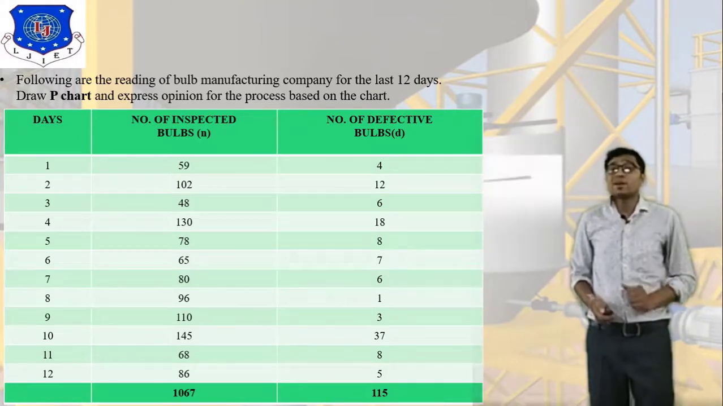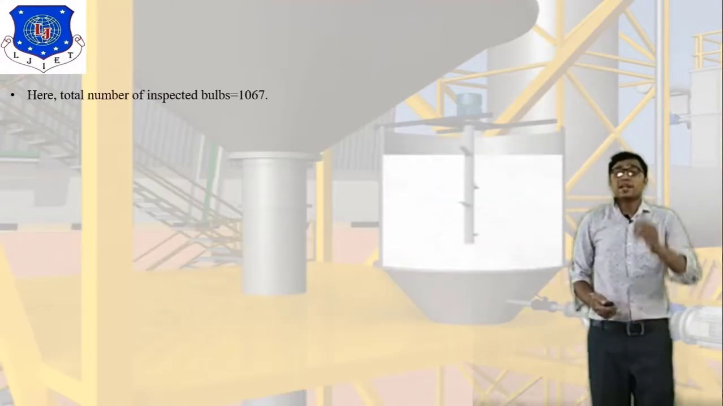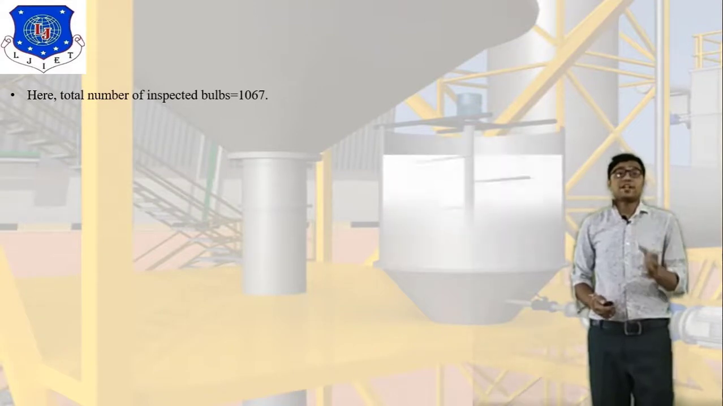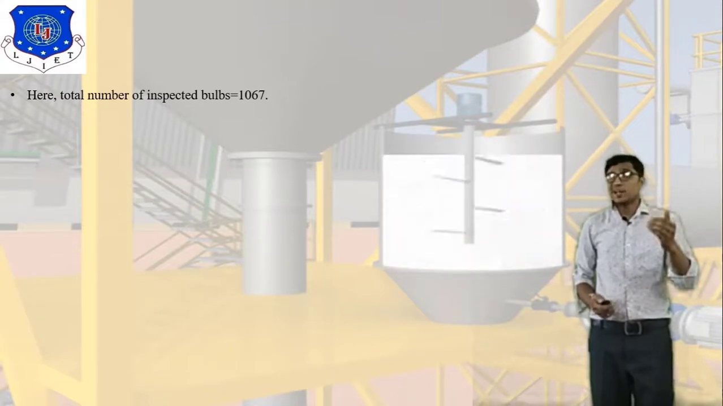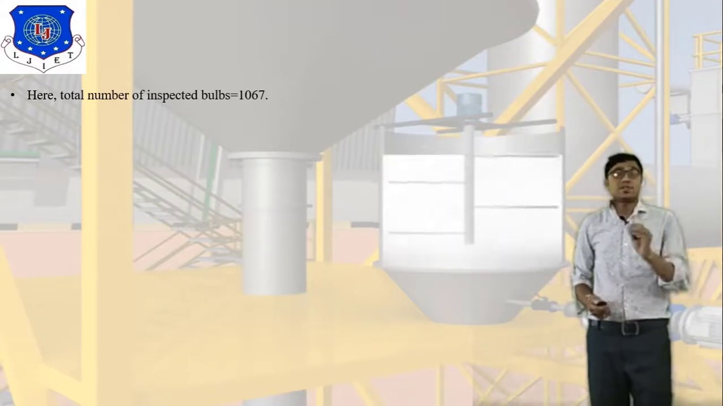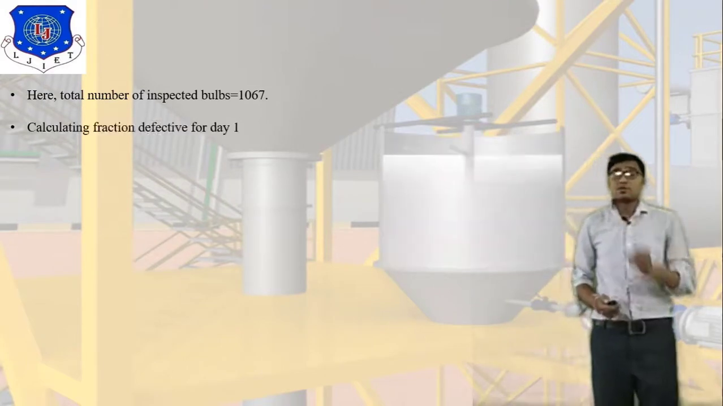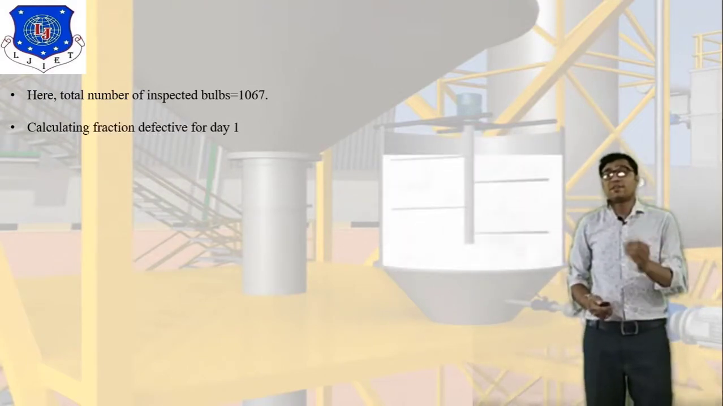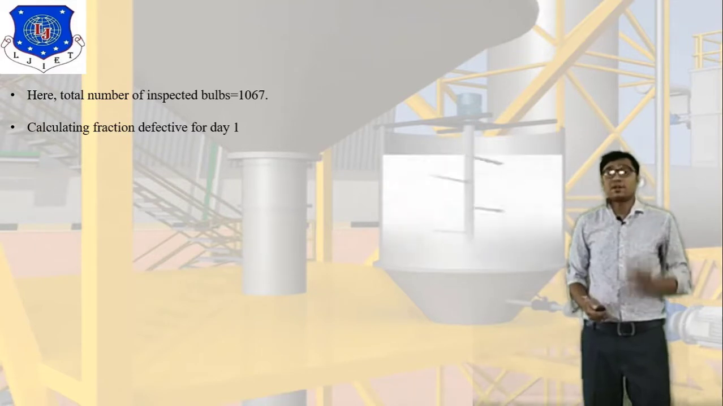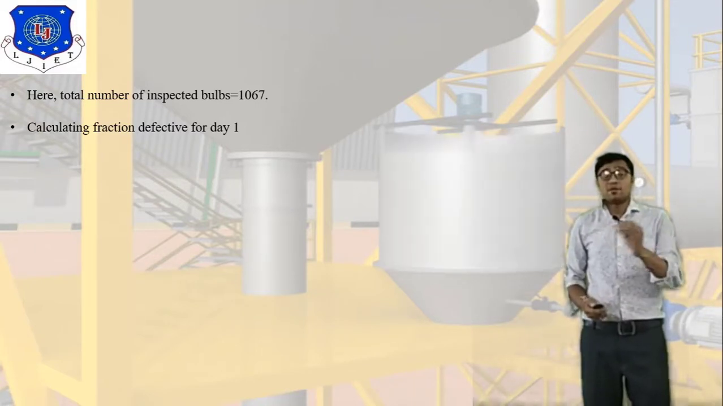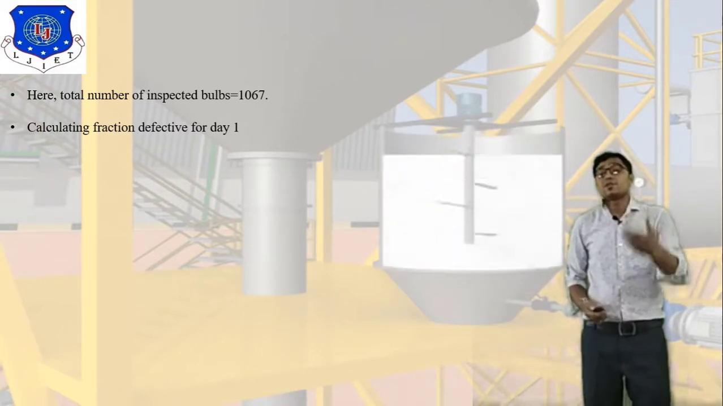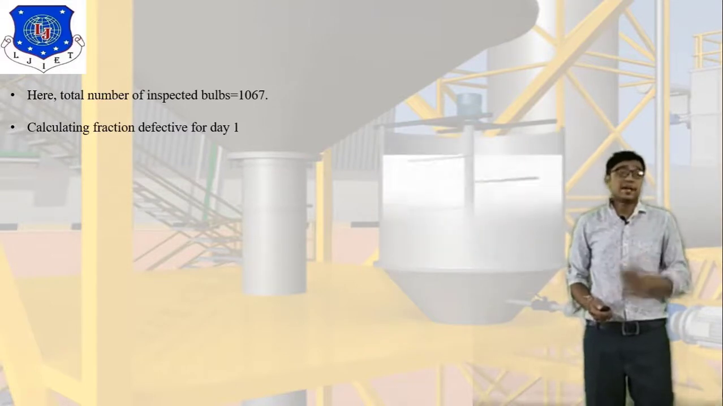Okay, so move forward to next slide. Here is the total number of inspected bulbs from day number 1 to day number 12, that is equal to 1067. Now you need to find out fraction defective. First step is P bar. You need to calculate the fraction defective index, P bar.